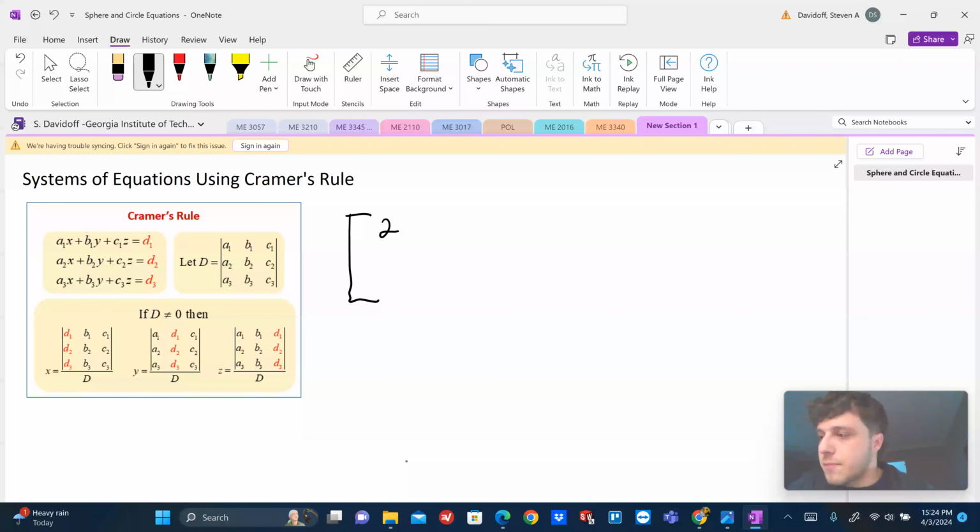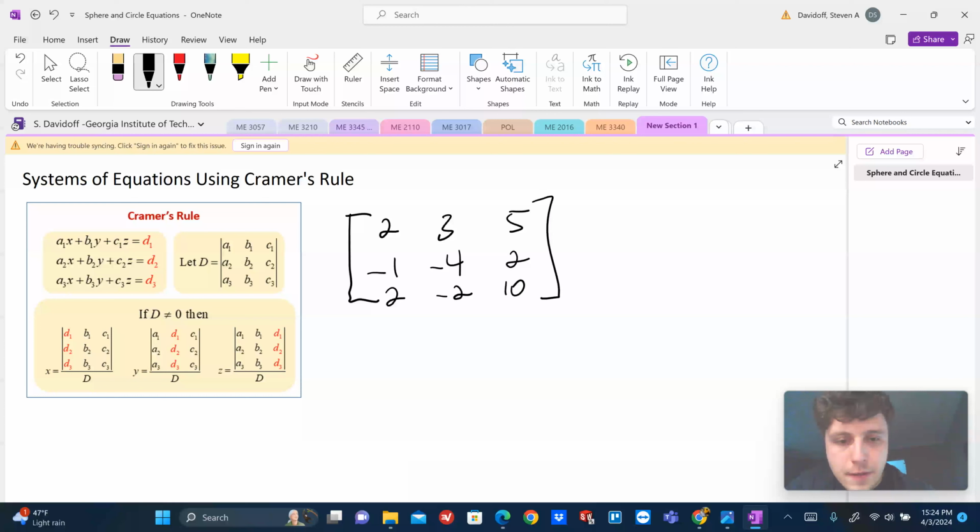Let's just say, for example, we have 2, 3, 5, right? -1, -4, 2, 2, -2, and 10. Right? We do that. That gives us one matrix in the A position. Okay, and then so on and so forth in B and C. So essentially, what we're going to do here is take an equation and put it in a coefficient matrix, which we essentially already did.